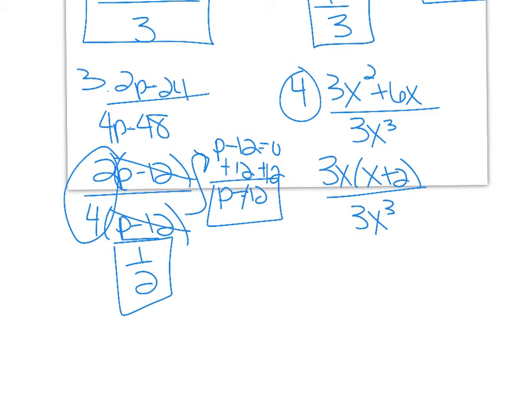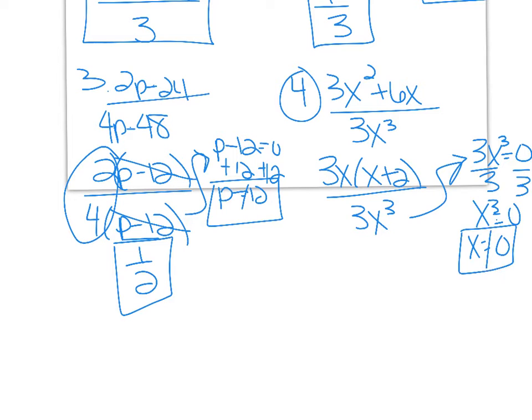Now next, if we look for excluded values, if 3x cubed equals 0, to solve that, you divide by 3, and then you've got x cubed equals 0. Well, think about this. What would you have to cube to give you 0? It would have to be 0. So I know that x cannot equal 0. Think about it. If you took 3 times 0 cubed, your denominator would be 0. Cannot have 0 as a denominator.